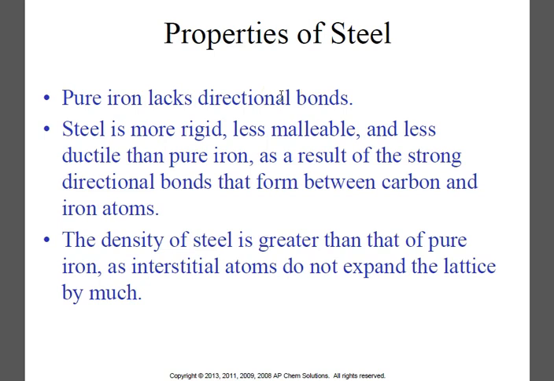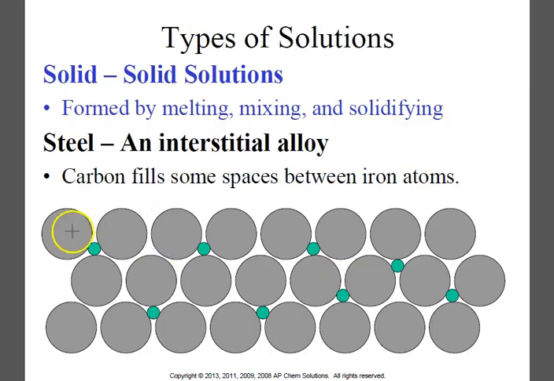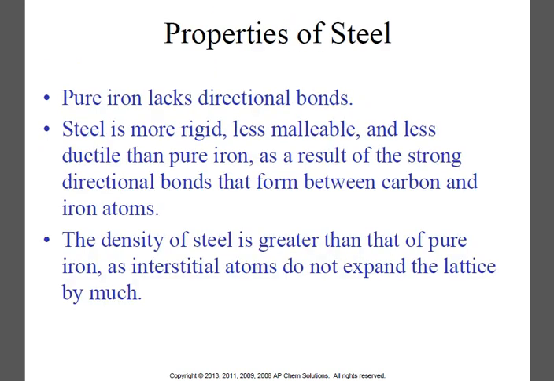But when we make this alloy, when we create steel, steel is more rigid, it is less malleable, so less flexible, less ductile. And why is that? Because when the carbon atoms get in there, you now have some directional bonding. Carbon is bonding with these iron atoms, and this directional bonding creates more rigidity. So we would much rather have a steel beam in our house than an iron beam, because of this rigidity that's created by these carbon atoms interstitially dispersed.